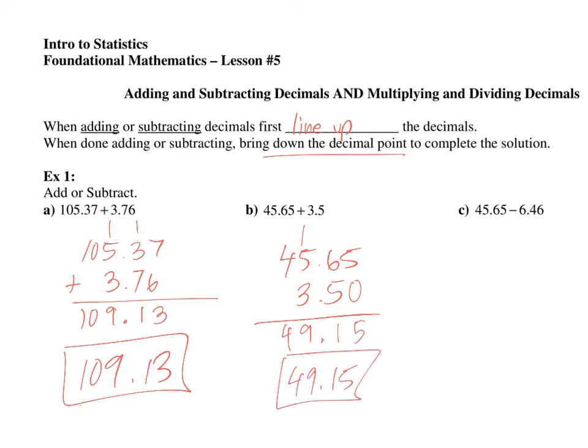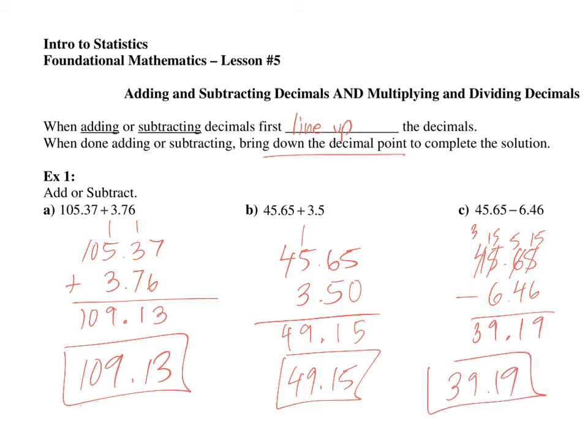All right, and then subtracting. 45.65 minus 6.46. 5 minus 6, can't do that, so we have to borrow, add 10 on, becomes 15. So we have 15 minus 6, which is 9. Now we have 5 minus 4, which is 1. Then we have 5 minus 6, can't do that, got to borrow again, add 10 on, so we have 15 minus 6 is 9, and 3 minus 0 is 3. Bring down the decimal point, and that's all there is to that.